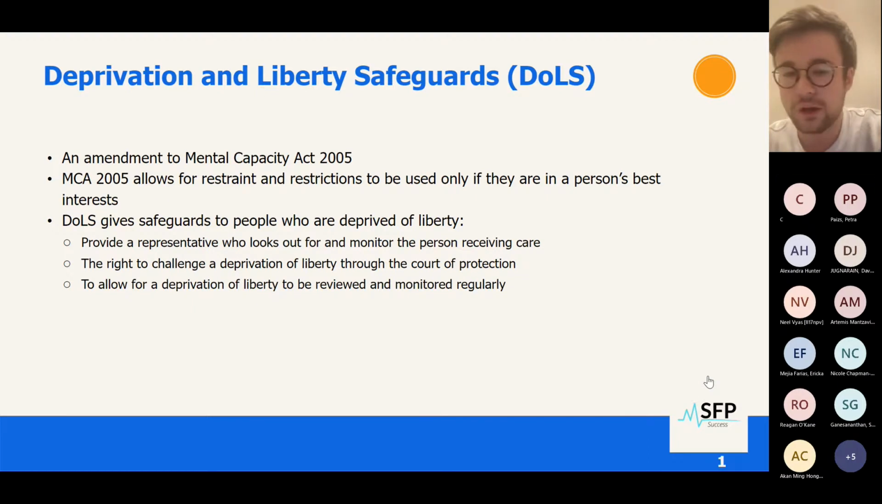So if it's discharge destination and you're needing to, say, move them to a care home and they lack capacity over where they're going, you would use a deprivation of liberty to then act in their best interests to choose a discharge destination that's most suitable for them. And the DOLS just helps protect the patient during that process.